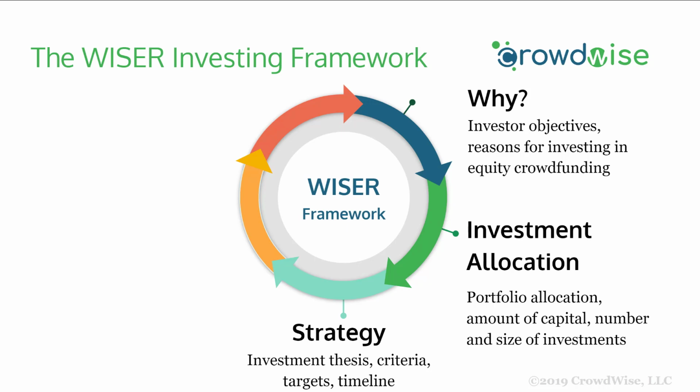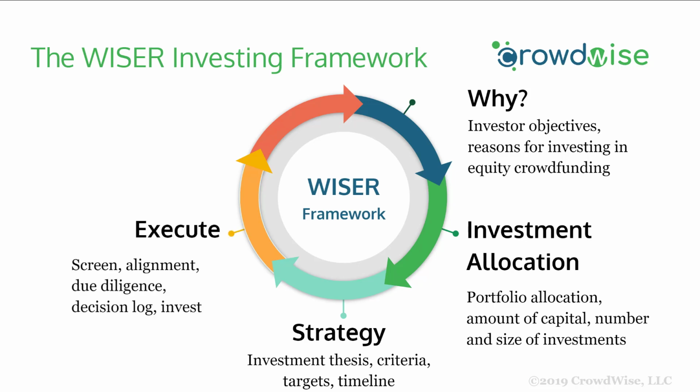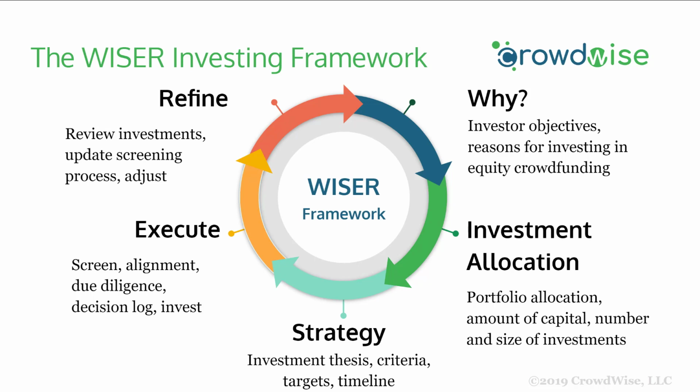Strategy is the S. This is your investment thesis, criteria you're going to start using for screening deals, as well as your investment targets for rates of return and your investment timeline. E is the execution phase. This is where the rubber meets the road. That's when you're screening deals, checking for deal alignment, performing due diligence, and then making the decision to invest or not. Last but not least, refine. It's very important that you refine your process as you go. There's going to be a lot of lessons along the road to equity crowdfunding investing, and so this is where you review how your investments are doing, the decisions you made in the past in an unbiased perspective, since you've been keeping this decision log that we'll discuss, and then adjusting your process moving forward.